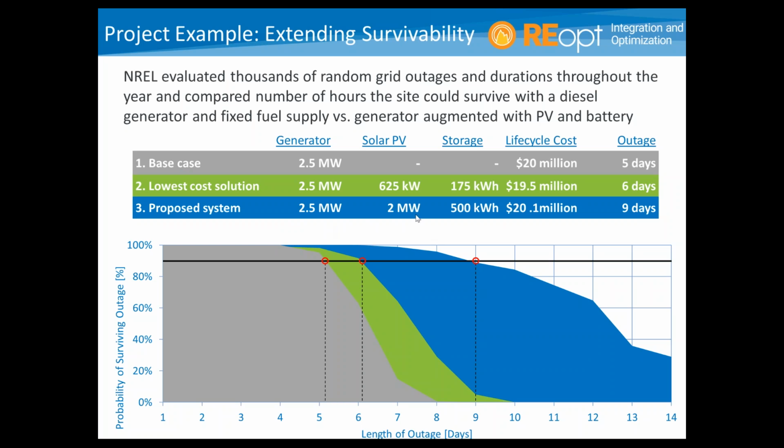And what you see here is that by increasing the solar and storage size, we really drive up the resiliency of the system. So now this combined diesel generator, solar, and storage system can sustain the critical load at this site for 9 days. And this helps people to start to understand the cost of resiliency and also the benefits that solar and storage can provide as part of a hybrid system.